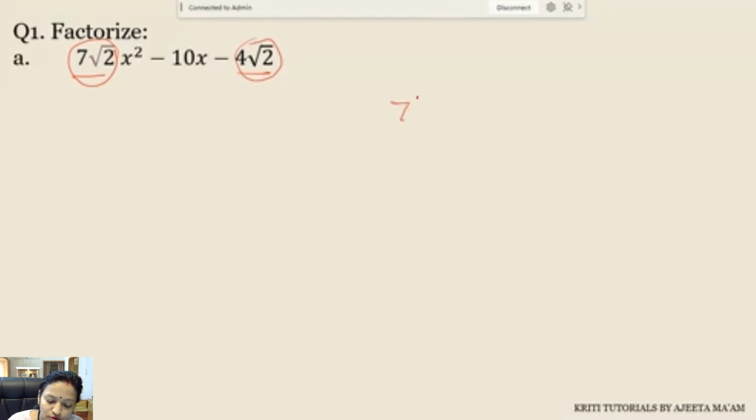So let's take the product of the two terms, 7 root 2 into 4 root 2. 7 fours are 28 and root 2 into root 2 is 2. So what's the product? 56. Now we have to think of two numbers whose product is 56. Let's consider A and B whose product is 56. You can think of 28 into 2, you can think of 8 into 7. There are many more, right?